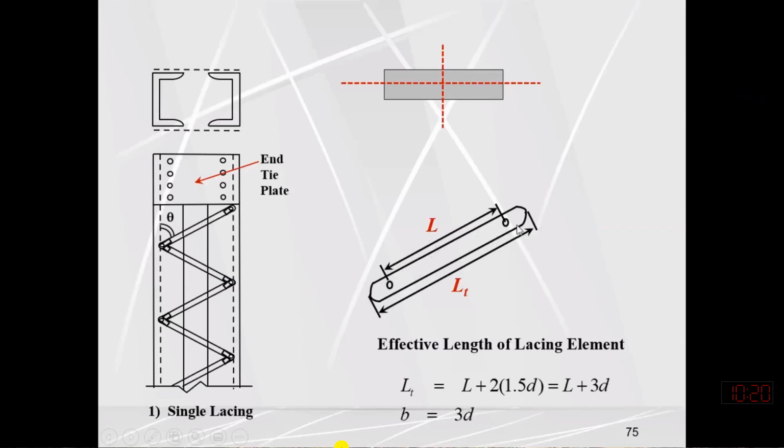But at the end, in order to accommodate the fastener or the connection, we need to provide a larger length. So the total length of lacing that we need to provide will be equal to the effective length of lacing plus 2 times 1.5D. So the total length of the lacing will be L plus 3 times the diameter of the fastener, because we need minimum edge distance to avoid the tearing type of failure.